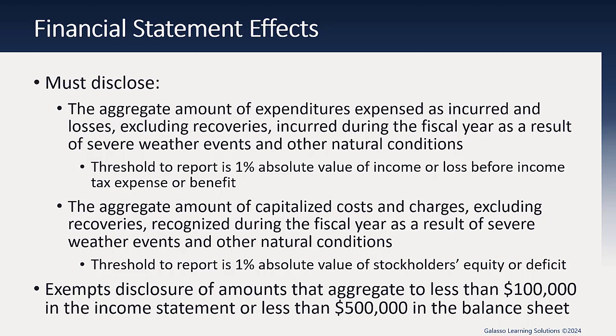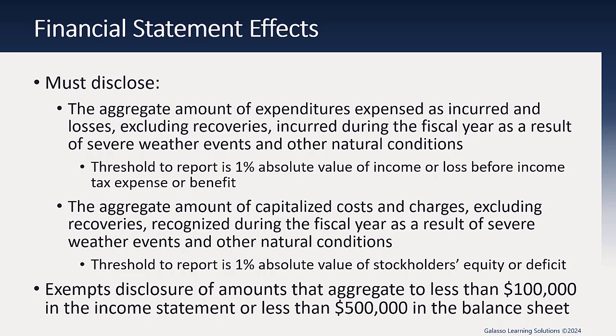Now, there is a 1% threshold here of income or loss before income tax expense or benefit. So there is a threshold. And this is the amount expensed as incurred. And so as we go through this, you'll notice that they're focusing it on very specific items. And then the aggregate amount of capitalized costs and charges, excluding recoveries recognized during the fiscal year as a result of those severe weather events. And that is also subject to a threshold of 1%. And this is the absolute value of either your stockholders' equity or deficit.